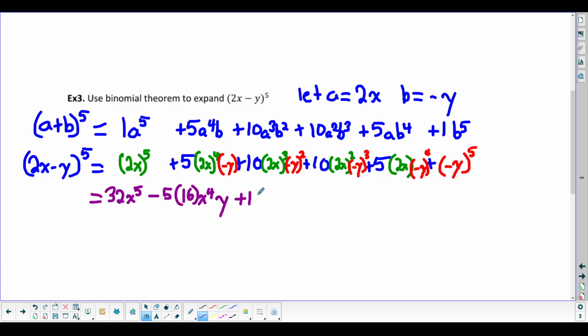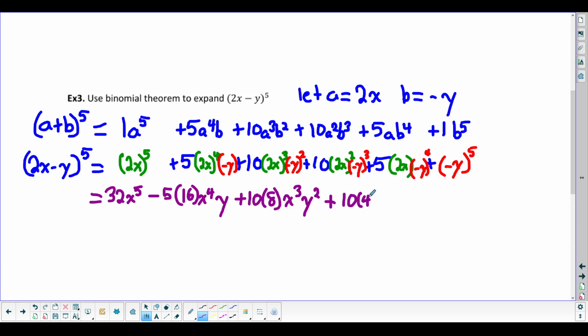Plus 10 times 2 to the power of 3 is 8. x to the power of 3 is just x to the power of 3. Negative y squared, so when we square the negative y, the negative is going to cancel. So this term will remain positive. We'll get a y squared plus 10.